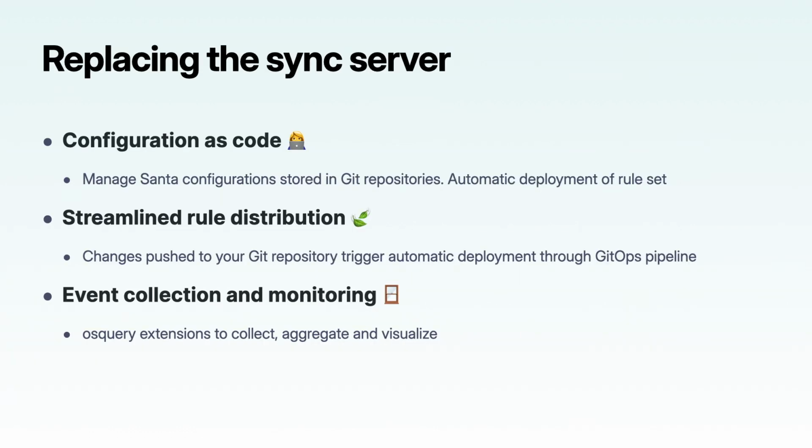So the why of what we're talking about. Primarily, configuration is code. You're storing all of your rules and all of your configuration in Git. You have easy deployment across all of your hosts, and streamlined rule distribution. When you're using GitOps, you have an automatic deployment of the most recent configuration and your rules. And then you can also use the power of osquery to collect, aggregate, ship, and visualize the data, which I'll show you further on.